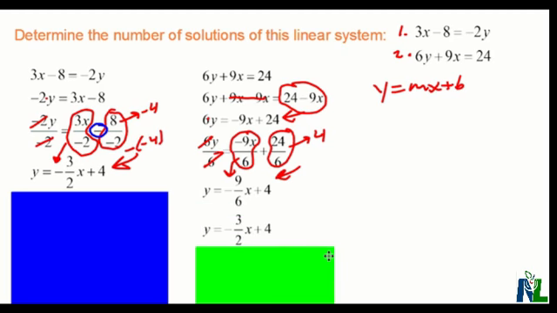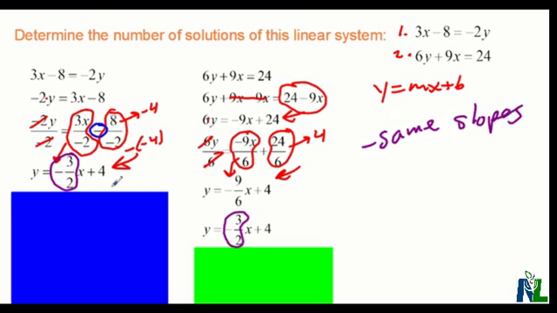The negative 9 over 6 can reduce, though. 3 goes into 9 3 times, and 3 goes into 6 twice. So I end up with y equals negative 3 over 2x plus 4. Now, let's compare the slopes and y-intercepts. Well, the slope of equation 1 is negative 3 over 2. And the slope of equation 2 is also negative 3 over 2. So they have the same slopes.